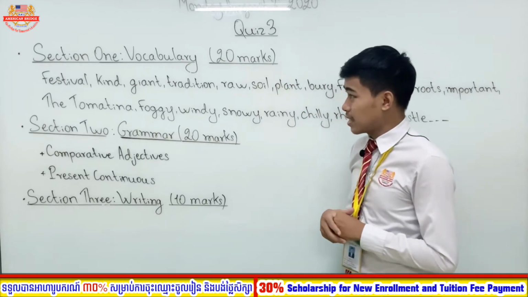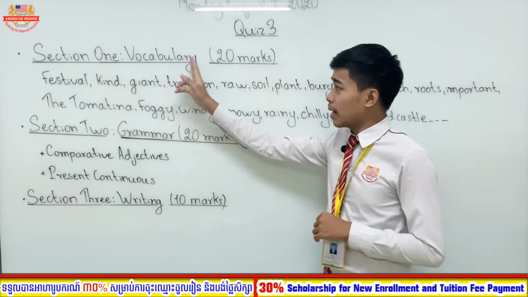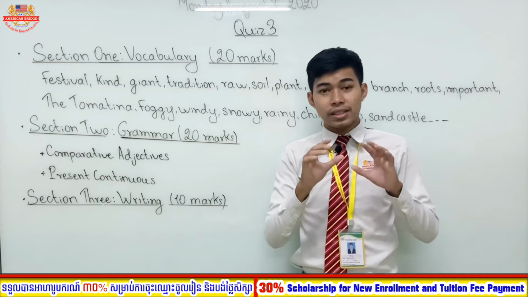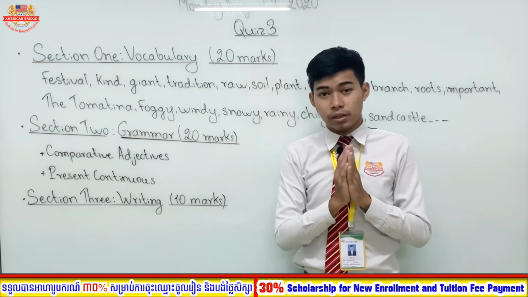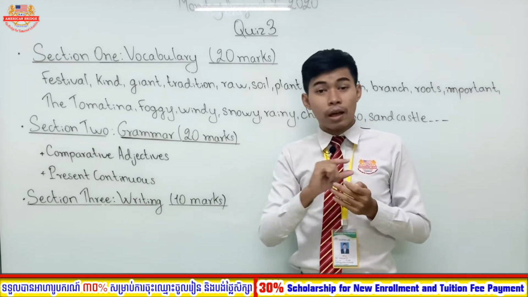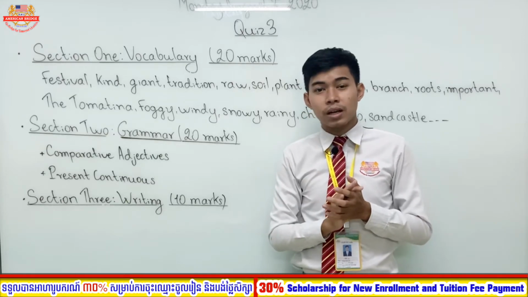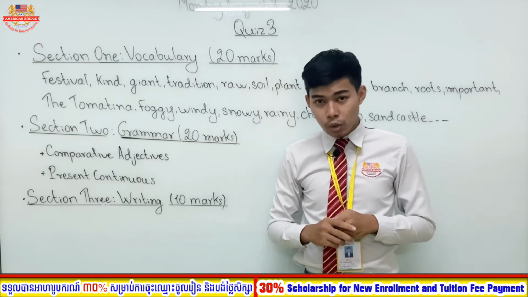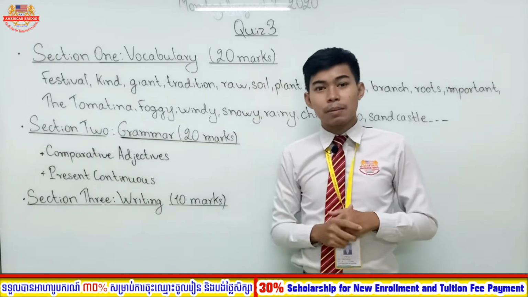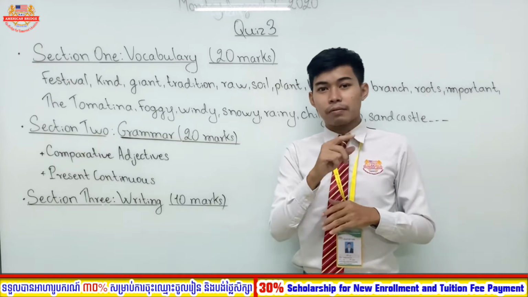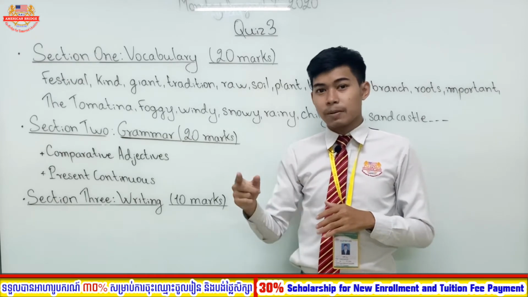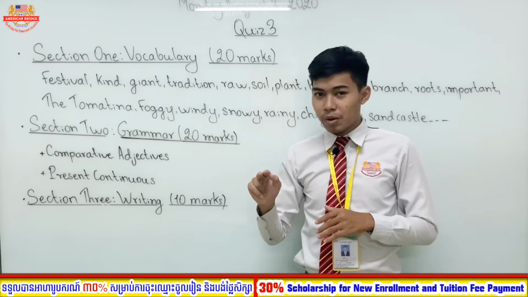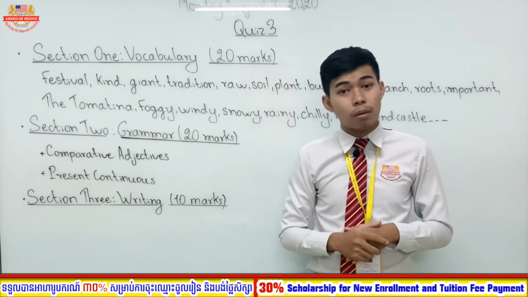So let's go to Section 1, vocabulary, 20 marks. In this section, you are going to read the definition and then choose the word. For example, I write the meaning, and you try to guess the word. It will be multiple choice, A, B, C. For example, I say: the place that we go when we are sick. I give you A, school, B, house, C, hospital, so you click C. That is what we call multiple choice.